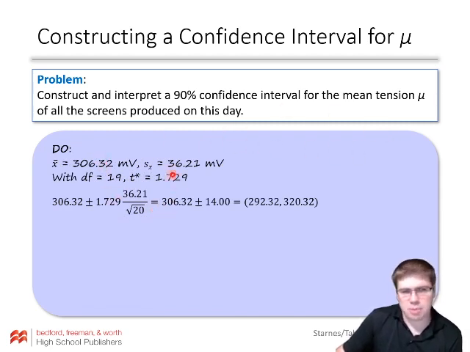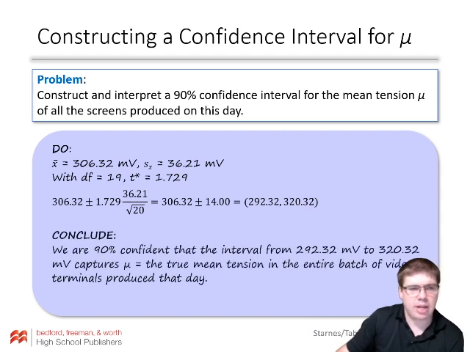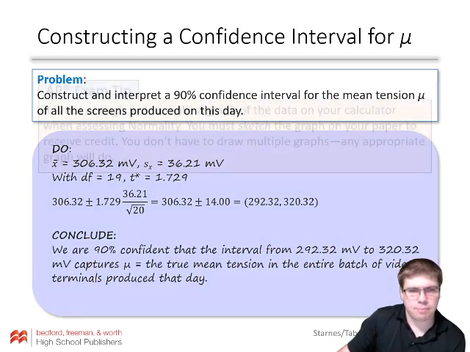So then this part's pretty much the same. There's those numbers, the actual mean and standard deviation. And so then we use that as our point estimate. Our degrees of freedom is 19, so we can find the t-star either using the table or the calculator. And that's how many standard deviations we're going to go, standard errors really. 36.21 is our sample standard deviation, which you can get by typing both of those numbers in. You can type in all 20 numbers and do one variable stats to get those. And so we end up getting our confidence interval from 292 to 320. And interpreting that, we are 90% confident that the interval from 292 to 320 captures the true mean tension of the entire batch of video terminals produced that day.